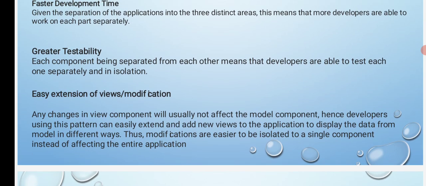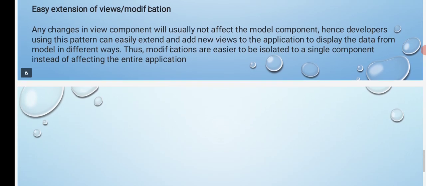Easy extensions of views and modification. Any changes in the view component will usually not affect the model component. Hence, developers using this pattern can easily extend and add new views to the application to display the data from the model in different ways. Thus, modifications are easier, isolated to a single component instead of affecting the entire application.